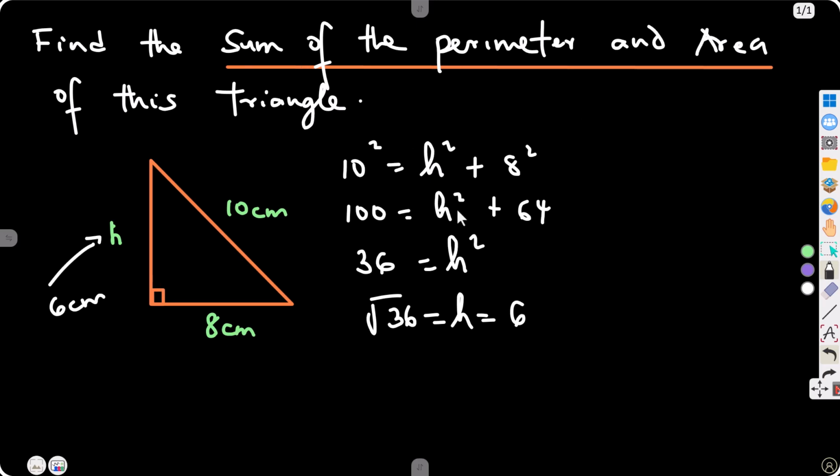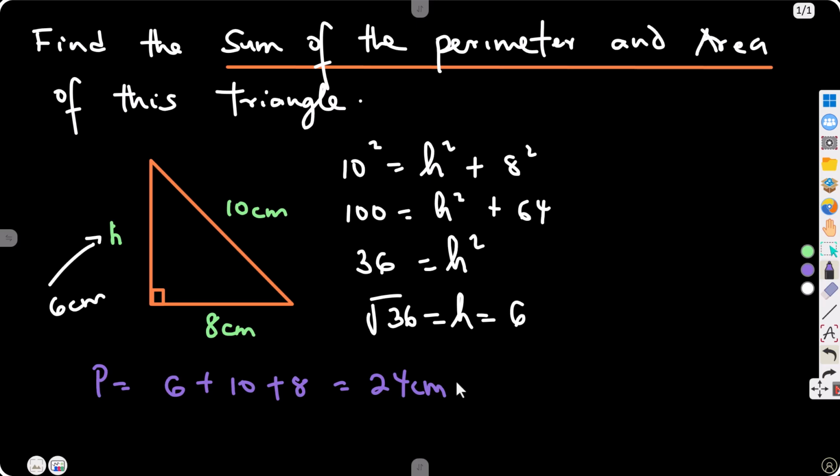Now we can easily work out the perimeter and the area, and then add up our results. Let's find the perimeter first. Remember, the perimeter simply means you add up all the sides of the triangle. So the perimeter here will be 6 plus 10 plus 8. 6 plus 10 is 16, add 8, that will be 24. So the perimeter is 24.